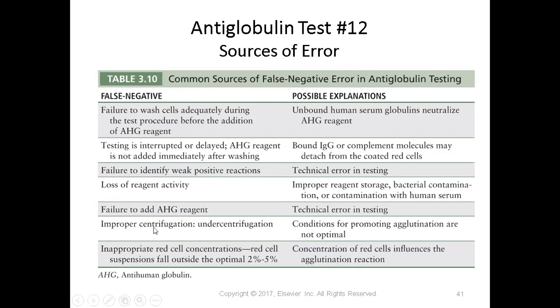Once again, centrifugation can play a role here, and here it's under centrifugation, which means centrifuging for a shorter amount of time, maybe at a slower speed, is leading to the false negative. So if we're centrifuging for less than 15 seconds, we're going to get a false negative result. And then lastly, if we're using red cells in a concentration that is not in our optimal range of 2 to 5%, we could be missing agglutination reactions. So weaker red cell suspensions could also contribute to false negatives in this testing.